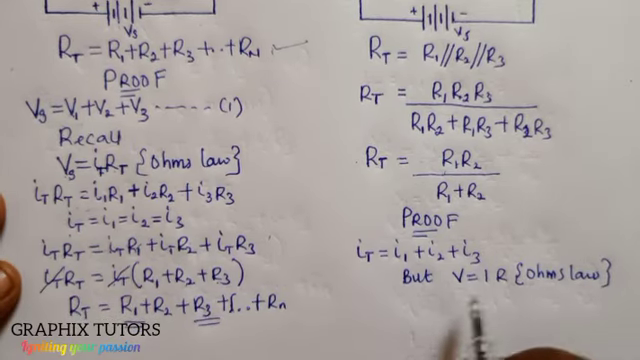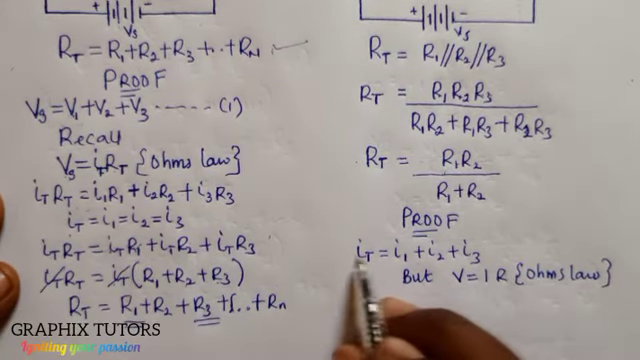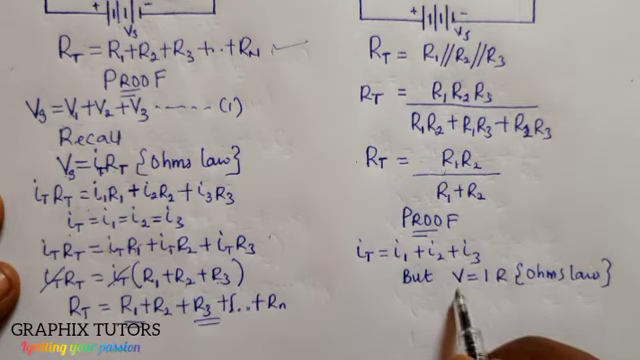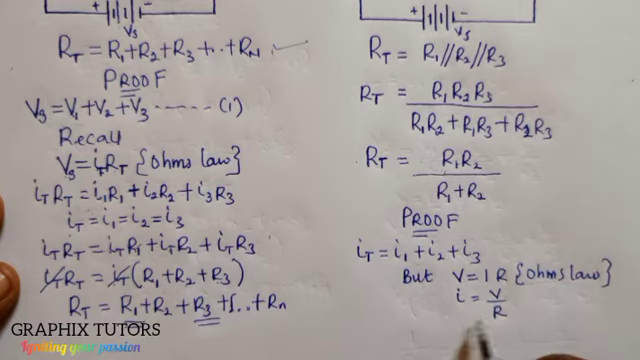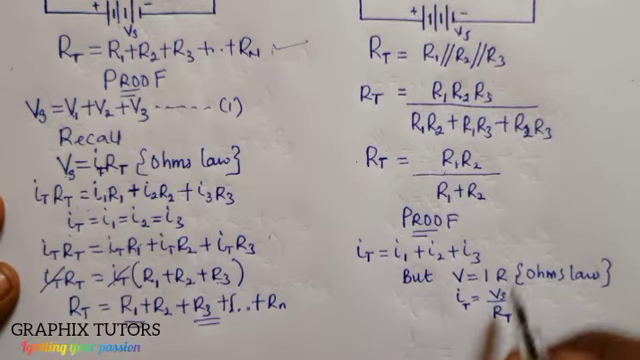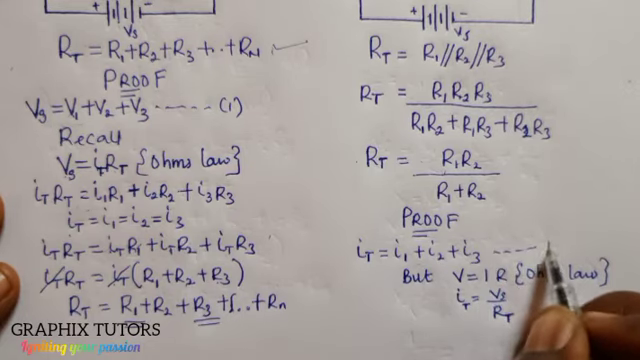Now, if you make I the subject of the formula, what we have here is I. So my I will now give me V over R. This I is my I total, this V is my voltage supply, and this R is my R total. So I will say this is my equation 1 here.